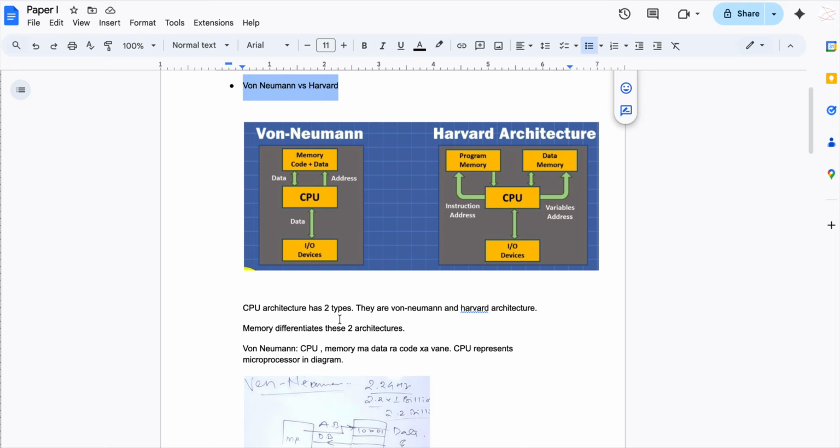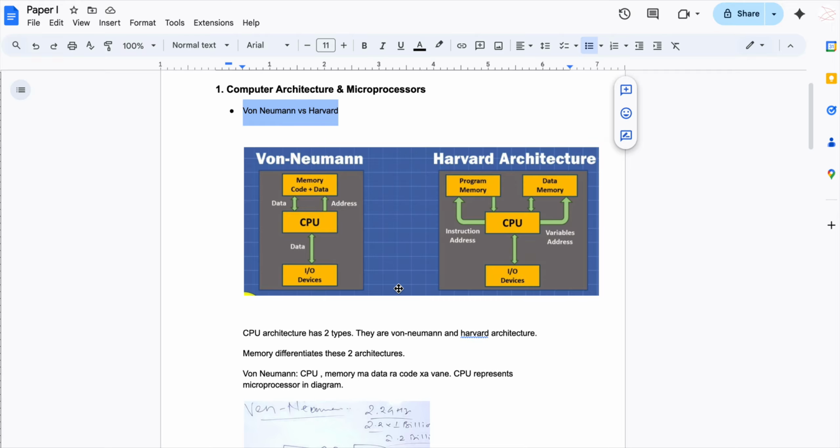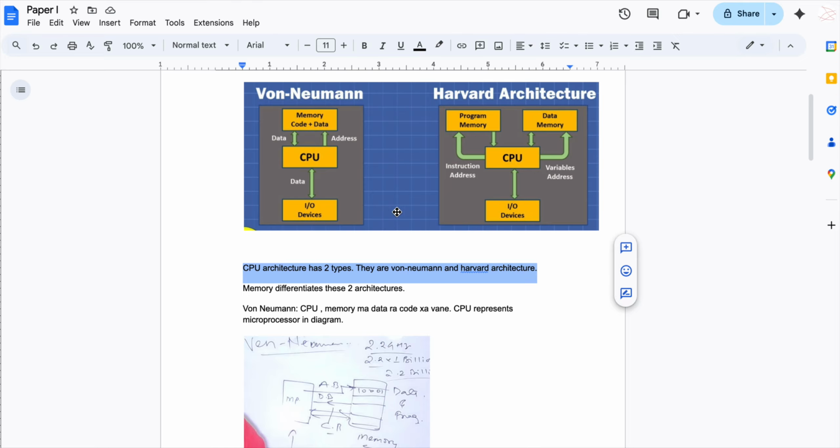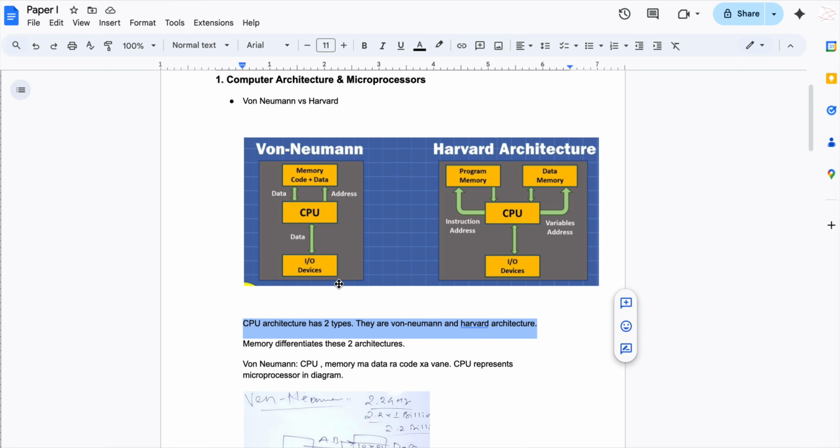I have also tried to make a good note for this paper one, so that you can look into it one by one. I'm thinking about sharing it too, but let's see what happens.